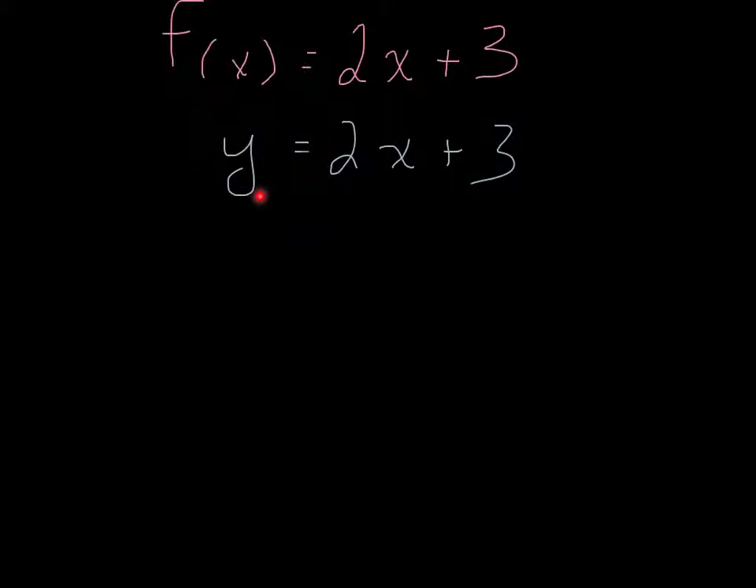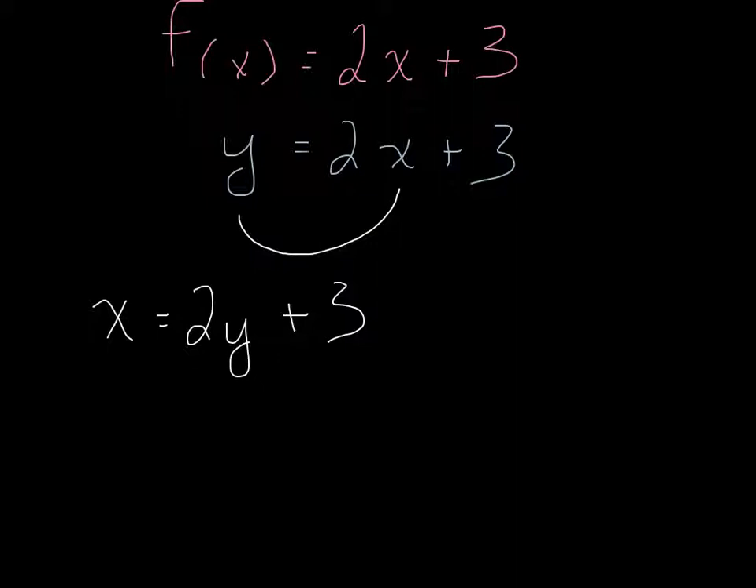And if I'm trying to write the inverse of that function, I'm going to take my y, take my x, and switch their positions. So I'm going to rewrite this equation as x equals 2y plus 3. Notice that the 2 did not move with the x, only the x and the y switch places. Any coefficients remain where they are.